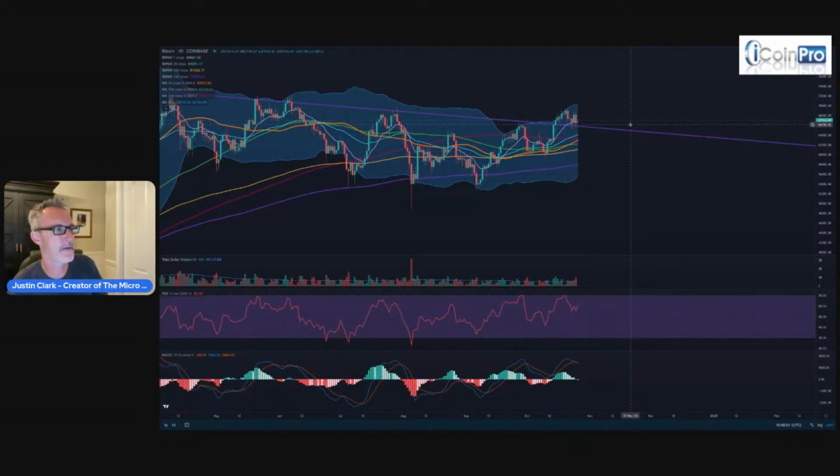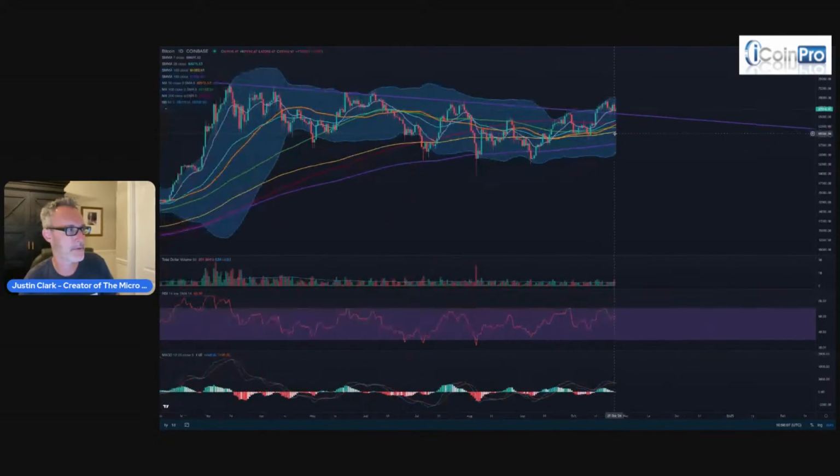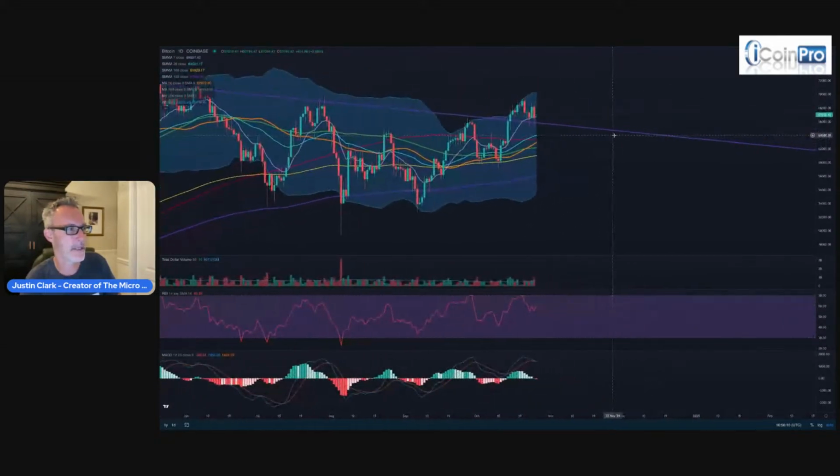So far, so good. Got to stay trading above this light purple moving average and above this dark purple trend line. And the buyers are going to stay happy if we do that. Again, 70K, 65, 66K.